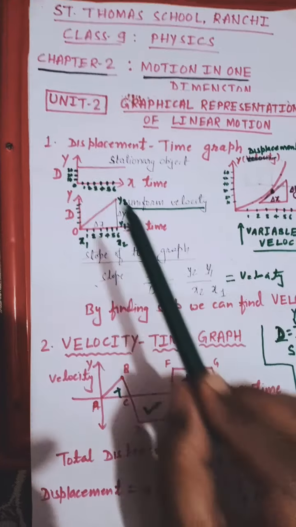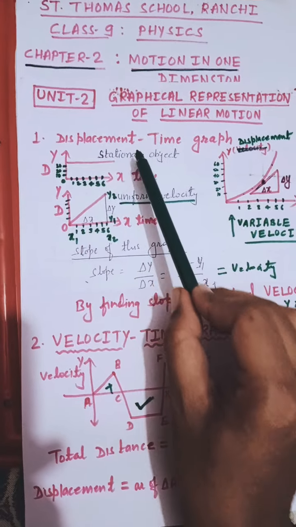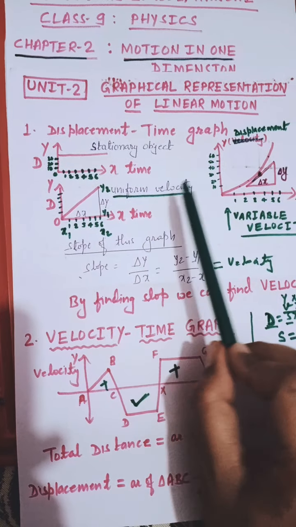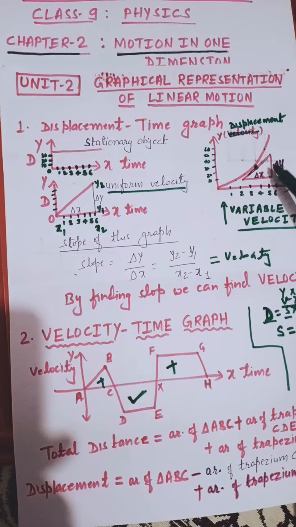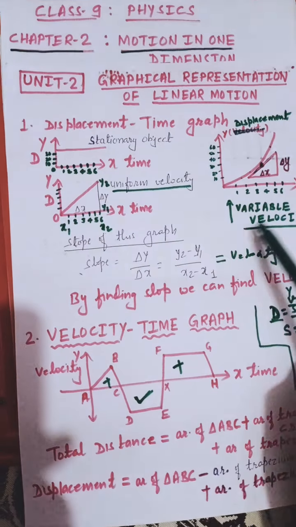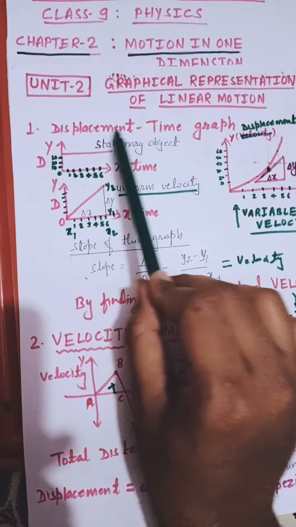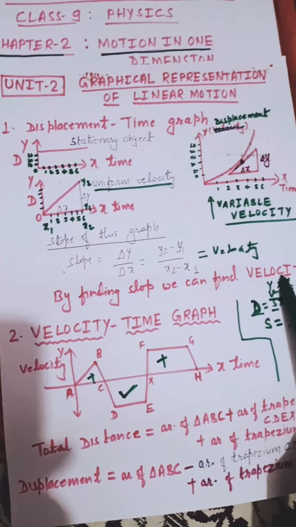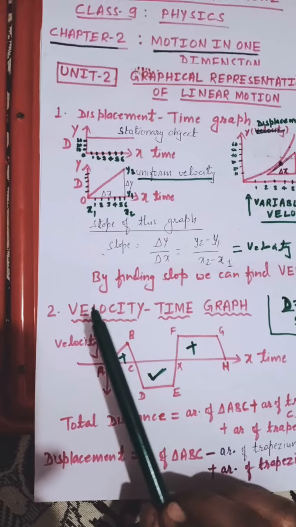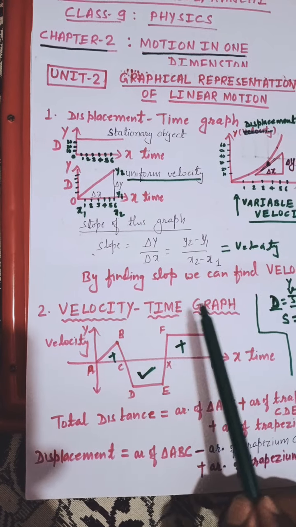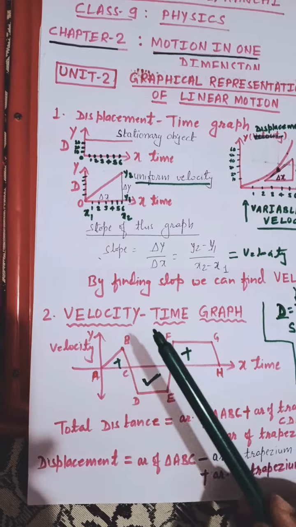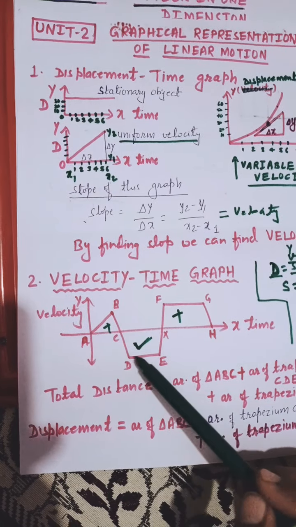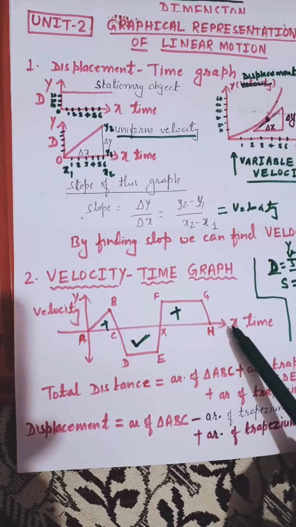So these are the different types of motion: stationary object, uniform velocity, or variable velocity. For all these three different kinds of motion, with the help of the displacement time graph, what quantity did we get as a result? We got the velocity of an object. So the next portion is the velocity time graph. In this velocity time graph, suppose this graph is plotted for different velocities of an object for different time durations.